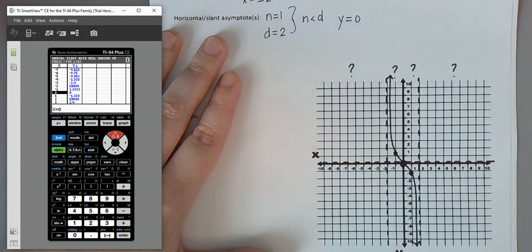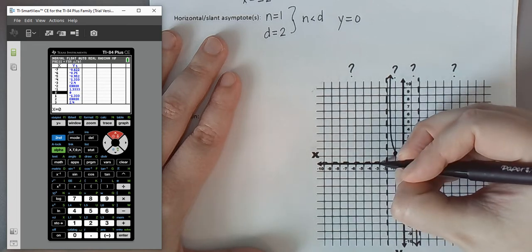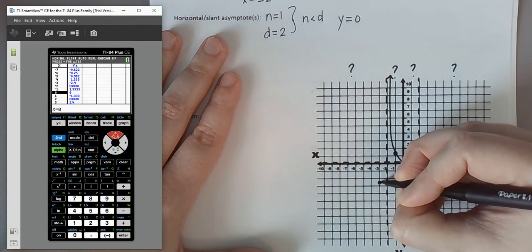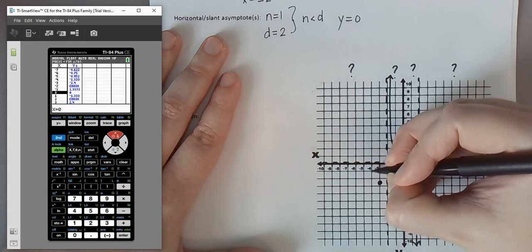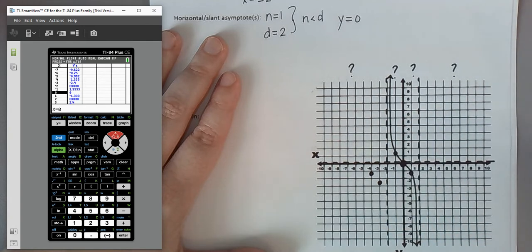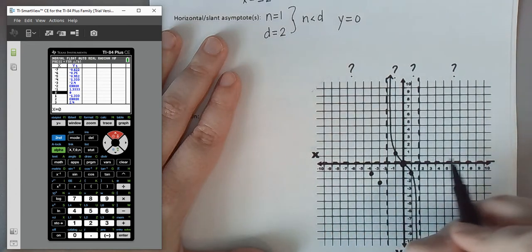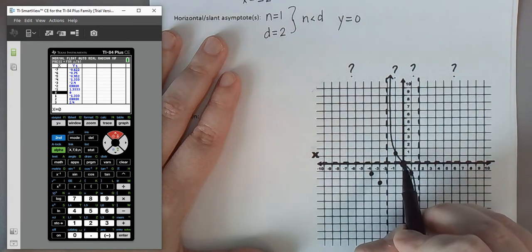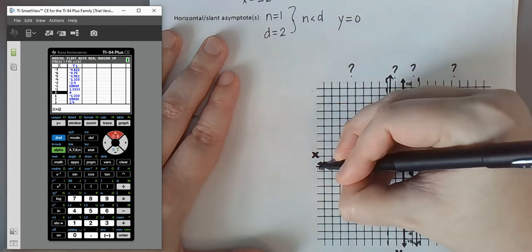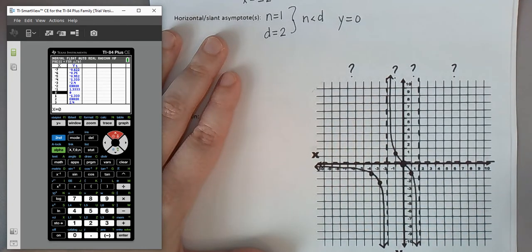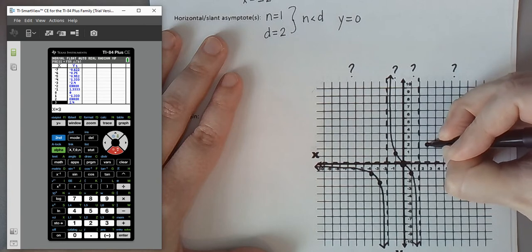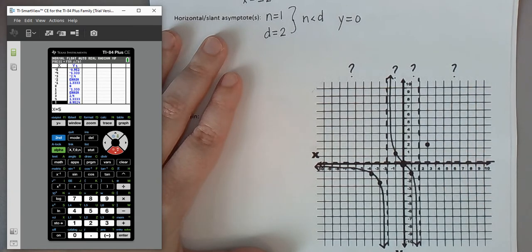At -3, when x is -3, we're at -2.4. So -3, about -2.5. At -4, we're at -1 1/3. So -4, -1 1/3. And then so on and so forth. Again, we don't cross our horizontal boundary again because this is our only intercept, and we never cross the vertical boundary. So that means we're just going to follow those asymptotes as our x and y values become infinite. And then on the other side, when x is 3, we're at 2.4. Then when x is 4, we're at 1 1/3.